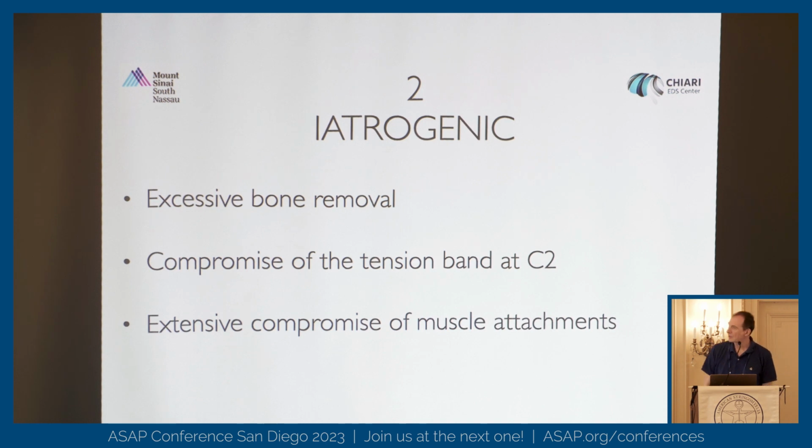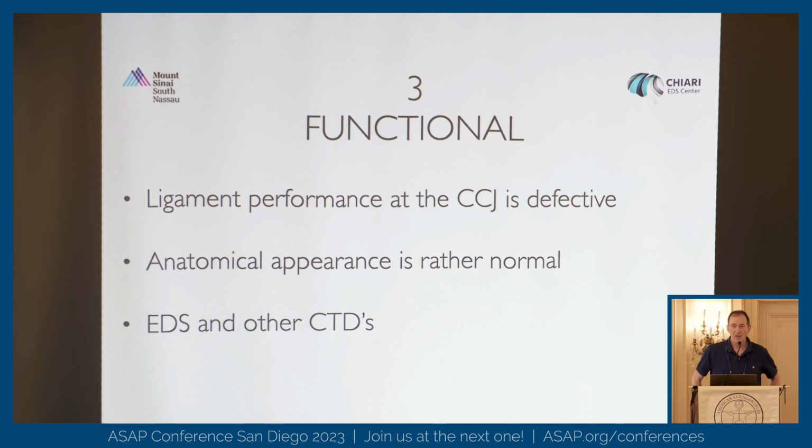Iatrogenic is a Greek word to say the doctor made a boo-boo, okay? So if during a surgery for Chiari we remove too much bone, if you compromise the tension band C2, which is another thing, or say we got too much stuff over there, or if you remove too many muscles and then we're not attaching together correctly, we create instability because your head becomes wobbly on top of your neck. Functional.